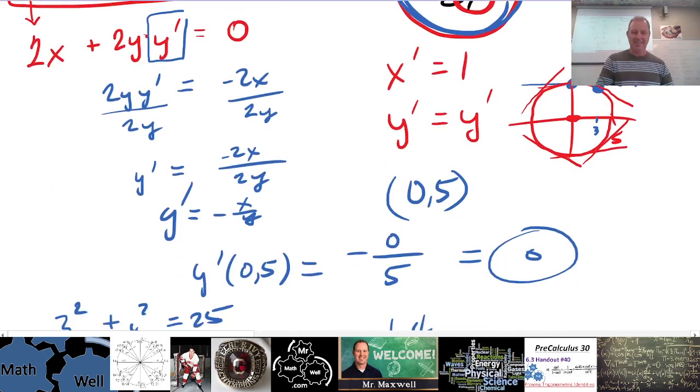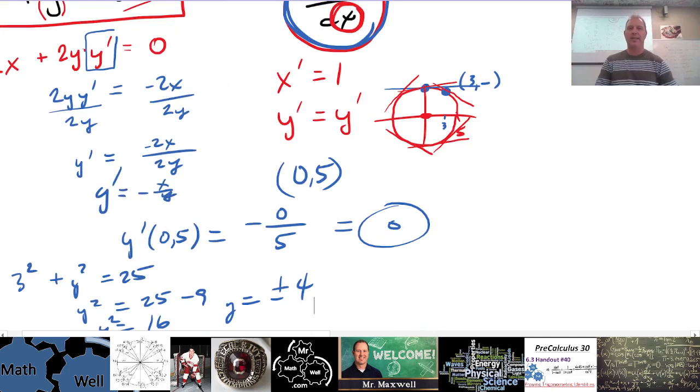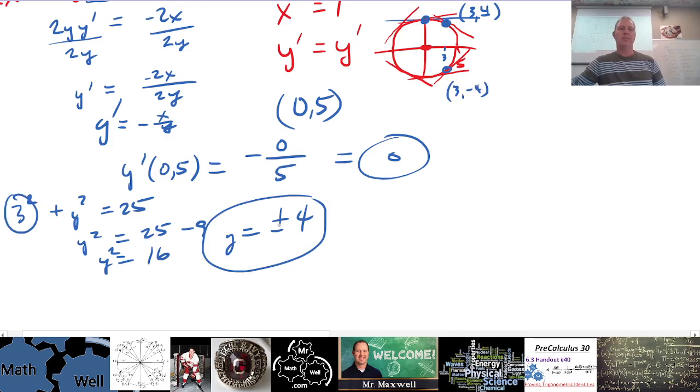Okay, so back to this problem here. The point is going to be 3. Look, there are 2 points on the circle: 3, 4, and 3, negative 4. You see that? Because when x is 3, y is positive and negative 4. So the point 3, 4 is actually on this circle. We have a side length 3 here, a side length 4 here, and a radius of 5. That's a 3, 4, 5.